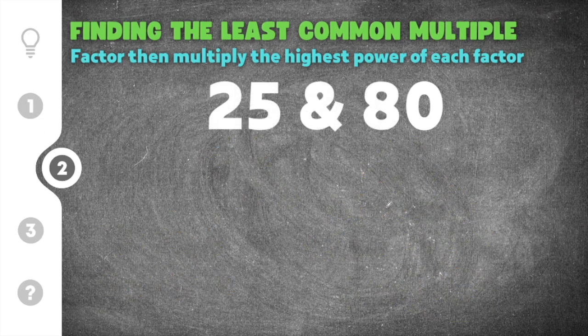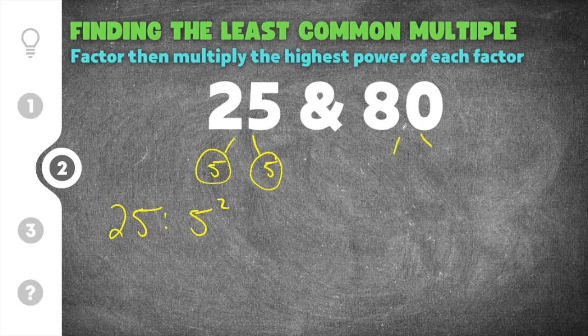Moving on to our second practice problem. This problem asks us to find the least common multiple between 25 and 80. I'm going to start with 25. 25 ends in a 5. I'm going to factor out a 5, and 5 times 5 is 25. 25 is just 5 times 5, listed out in factor form because 5s are prime.